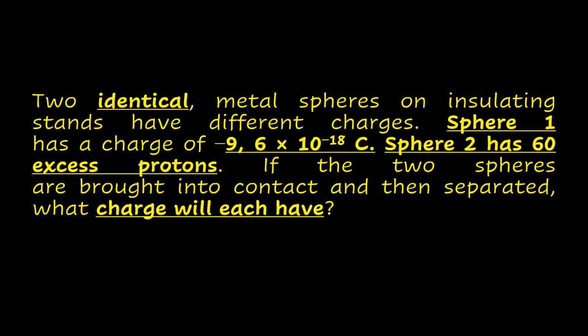Two identical metal spheres on insulating stands have different charges. Sphere 1 has a charge of minus 9.6 multiplied by 10 raised to the power of minus 18 coulombs. Sphere 2 has 60 excess protons. If the two spheres are brought into contact and then separated, what charge will each sphere have? That is the question that we need to solve.